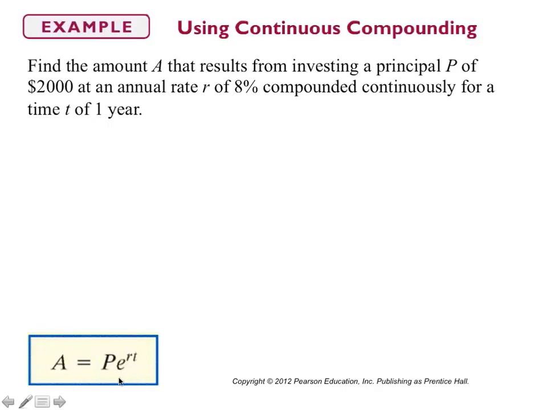So we're going to use this formula down here. So let's say that we want to find the amount A that results from investing 2,000 bucks at an annual rate of 8%, and it's compounded continuously for just 1 year.